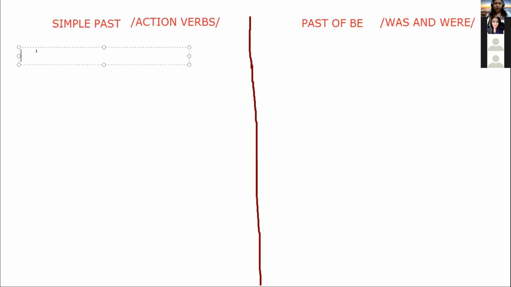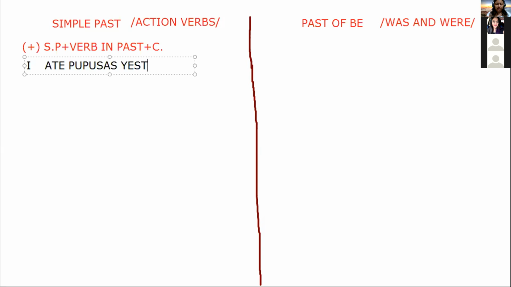Now we're going to check the structure. This is a review of structures. When I say a positive sentence in the past with an action verb, the structure is subject pronoun plus the verb in past, plus complement. For example, give me a subject pronoun. I. A verb in the past. Ate. I ate pupusas yesterday. Good. All right, that's fine.